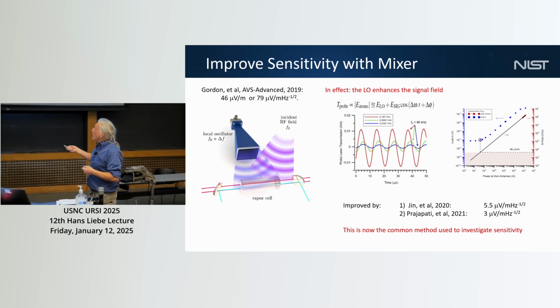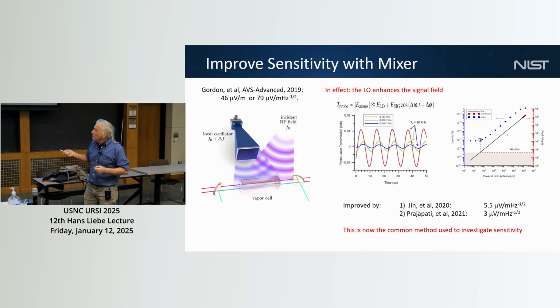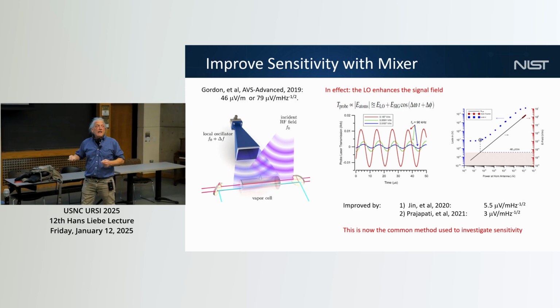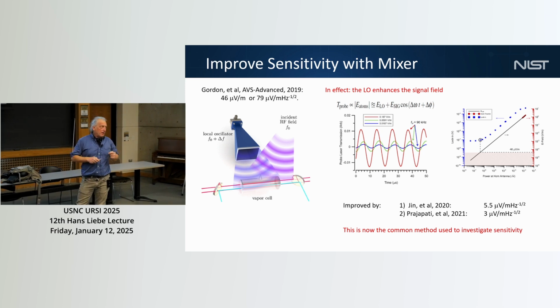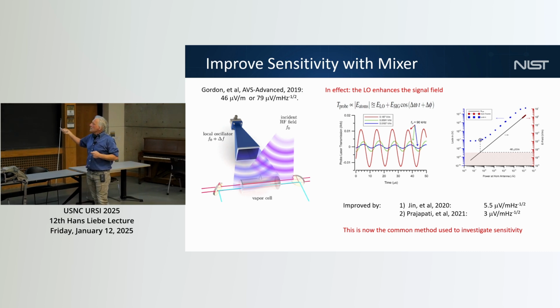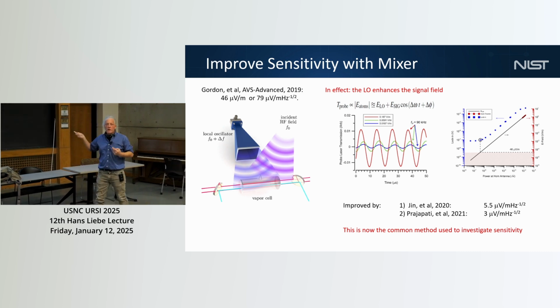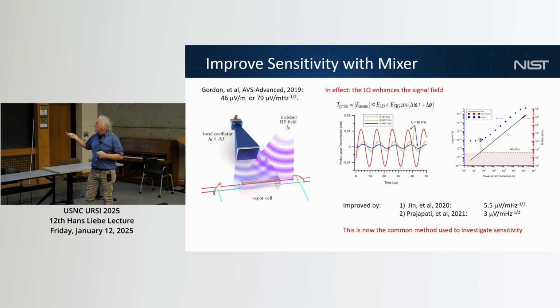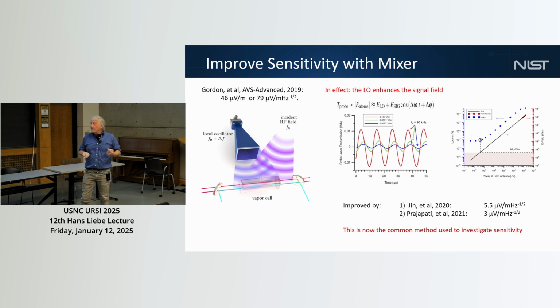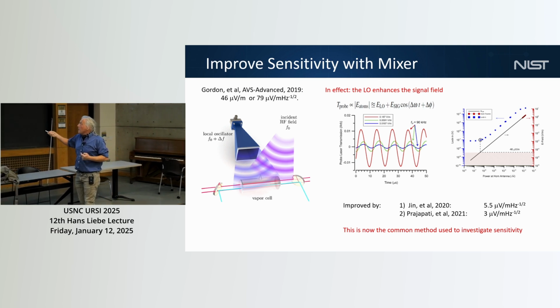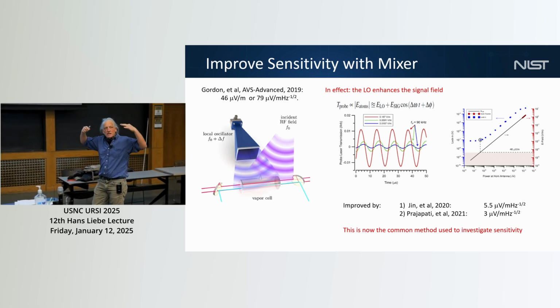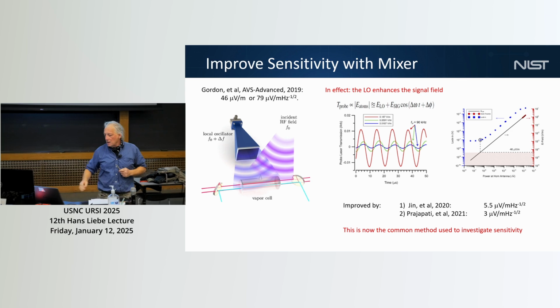It turns out what this LO also allows us to do, because we're generating this beat note, is get very sensitive field measurements. This is a technique we developed in 2019, I think. This is the common approach people are now using to try to get weak field detection. Right now, we can do about 2 to 3 to 5 microvolts per meter very readily in the lab. And there's a lot of work right now trying to see how far below this we can detect fields.